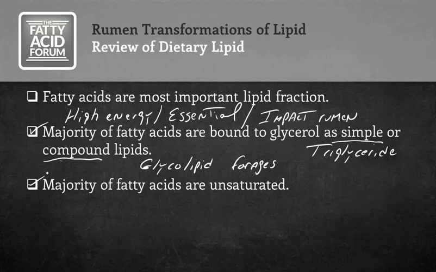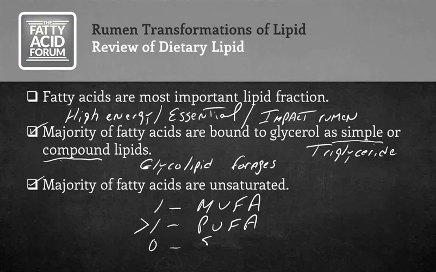Also, the majority of the fatty acids are unsaturated, which is synonymous with double bonds. If it has one double bond in a fatty acid chain, it's referred to as a monounsaturated fatty acid, and we abbreviate it that way. If there are two or more, it's a polyunsaturated fatty acid. If there are none in the chain, we refer to it as a saturated fatty acid.